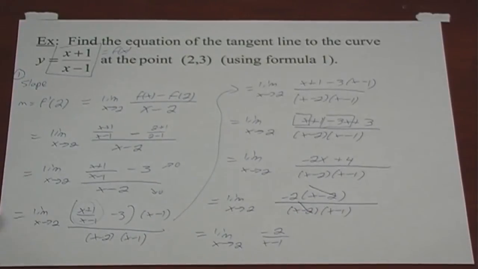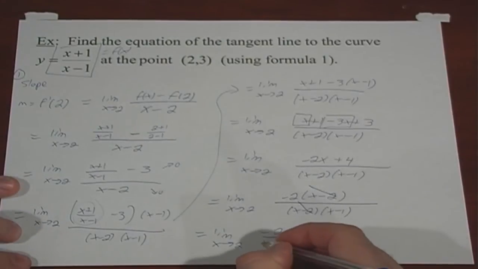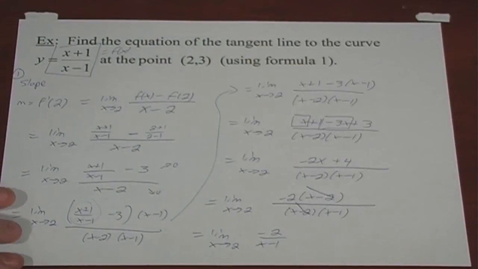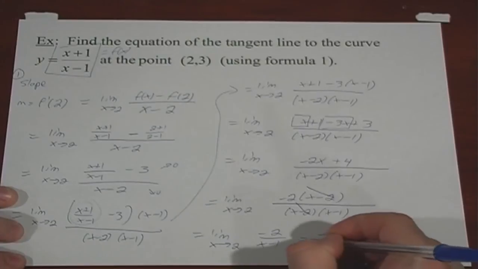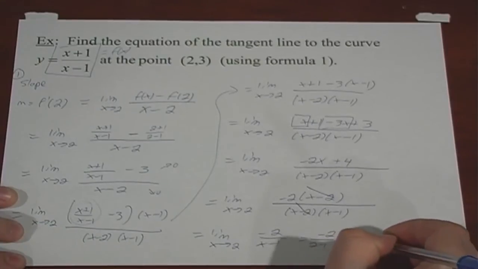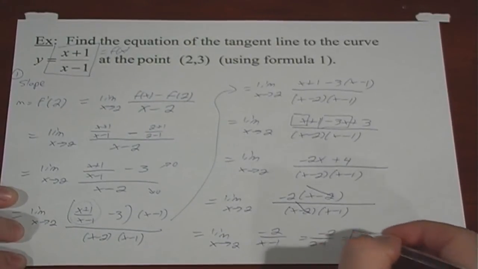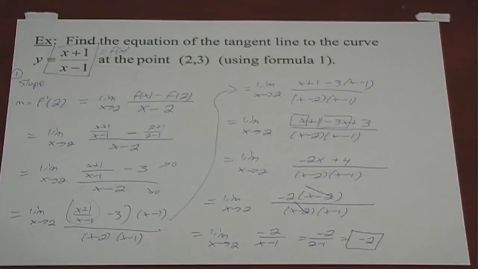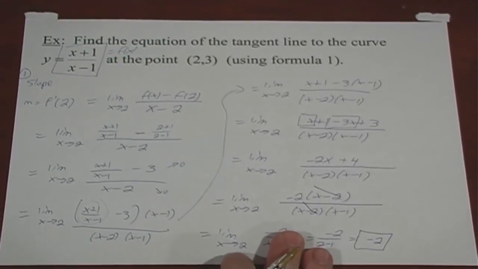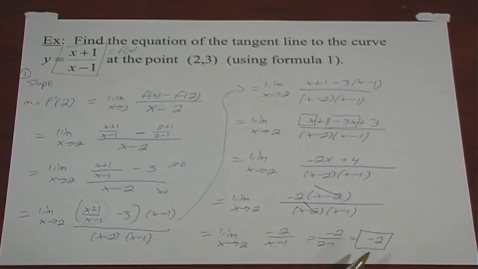Now it's the limit of a rational expression, but it's a rational expression that I can plug into. So I'll just go ahead and plug in, and it's negative 2 over 2 minus 1. So the answer is negative 2. That's not the final answer to the question, because the question said find the equation of the tangent line, but we found the slope of the tangent line. It took a lot of work, but the slope of the tangent line is negative 2.